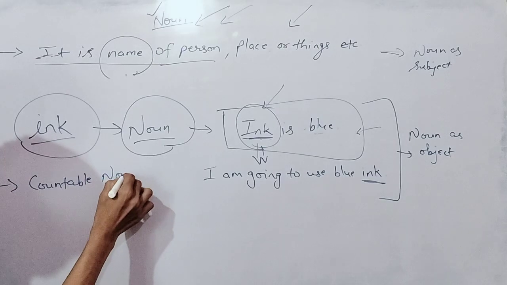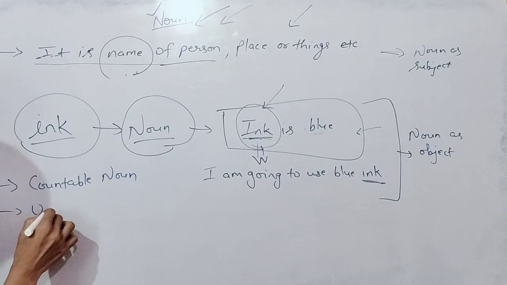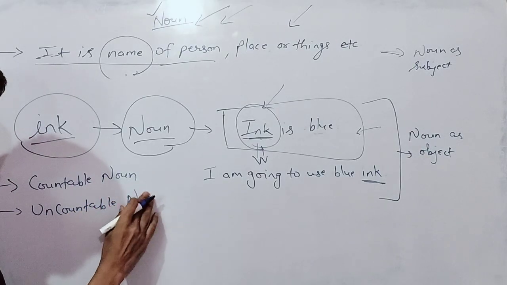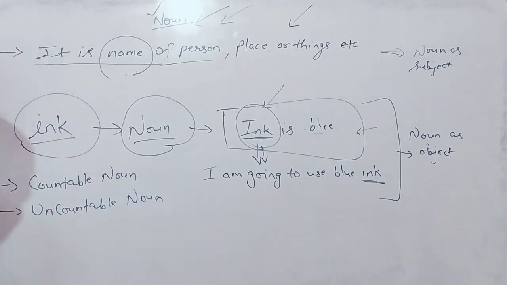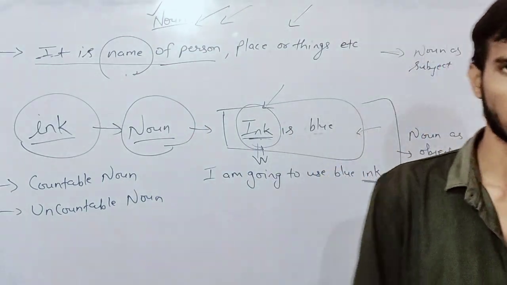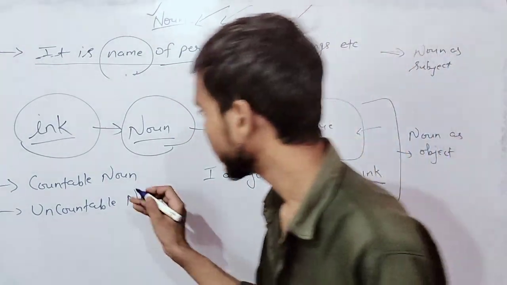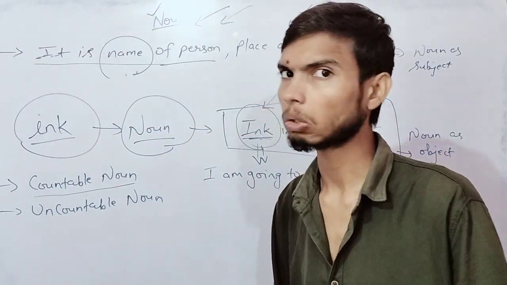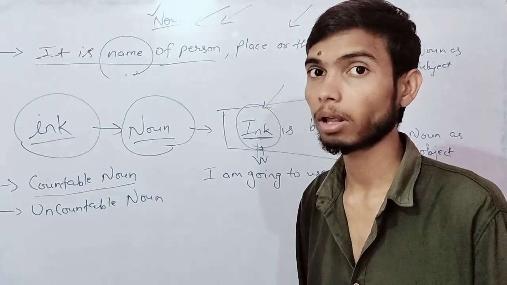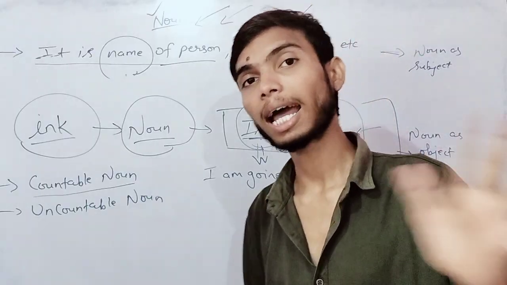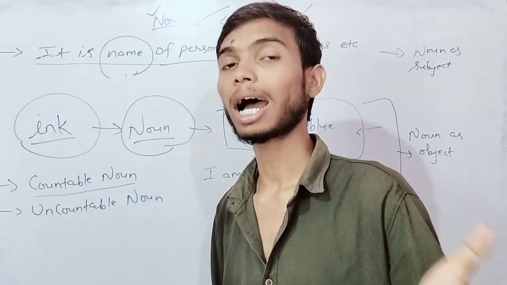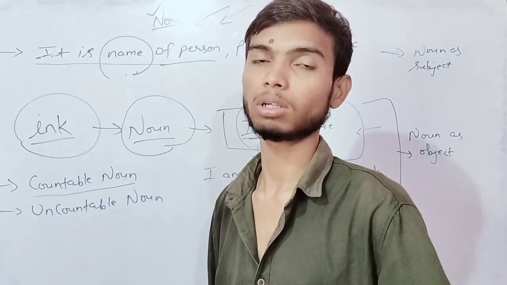Countable noun. Countable. These are also types of noun: countable noun and uncountable noun. This is telling you that any word which is a noun can be taken as a countable noun if that word can be counted, meaning that word allows us to count something.